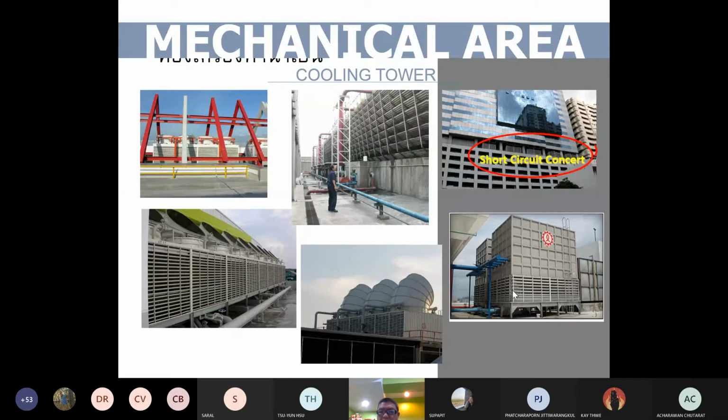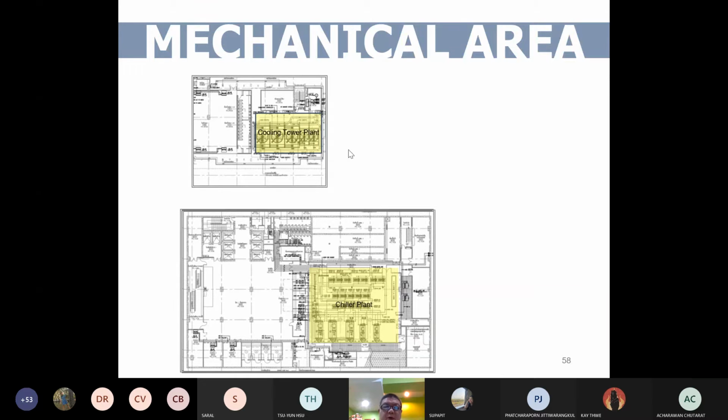Okay. So there are many brands in Thailand now. They have old brands like Lingchi from Taiwan, and they have so many, like Malay or Iwapco or many others. The cooling tower plant, you can see, is next to the chiller plant.